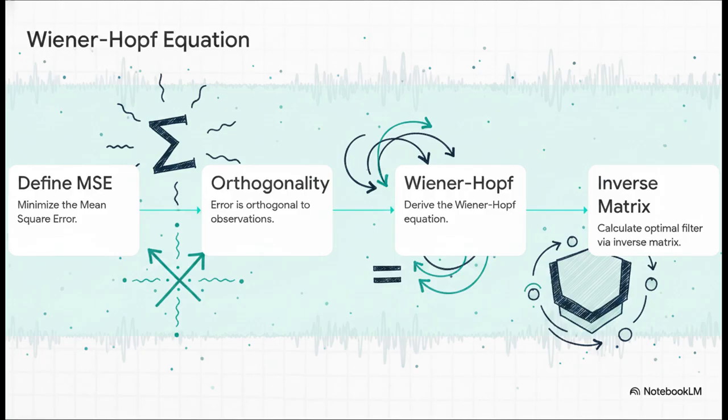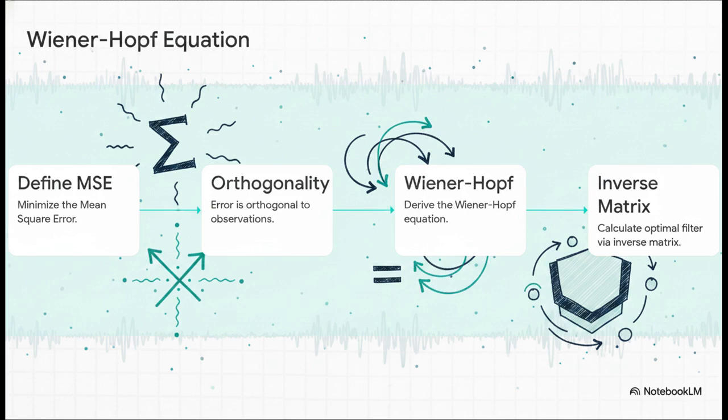To minimize this error, we cancel the gradient of the MSE. This leads us directly to the orthogonality principle. The expected value of the observation matrix multiplied by the error absolutely must equal 0. By setting that to 0, we derive the famous Wiener-Hopf equation.